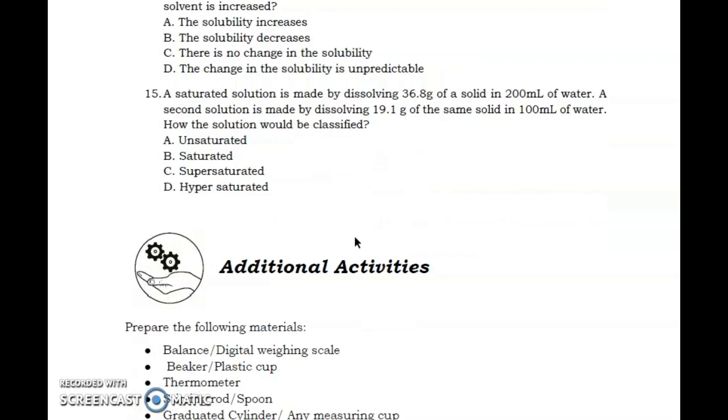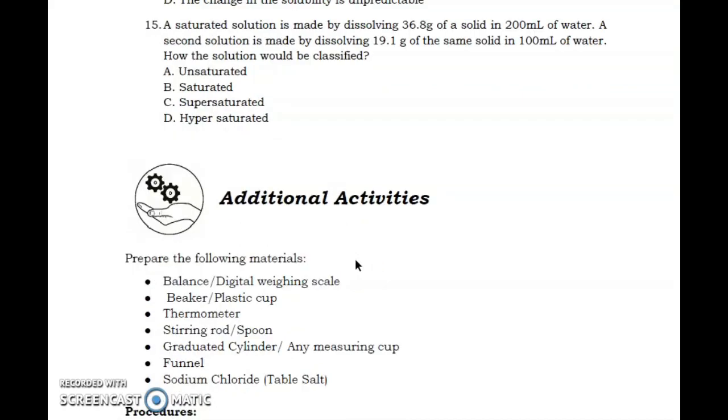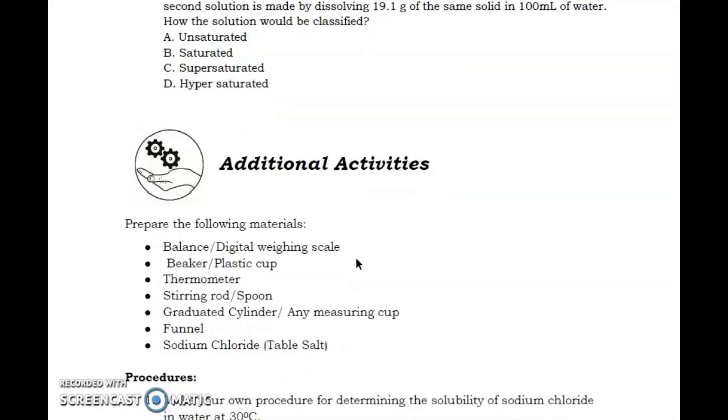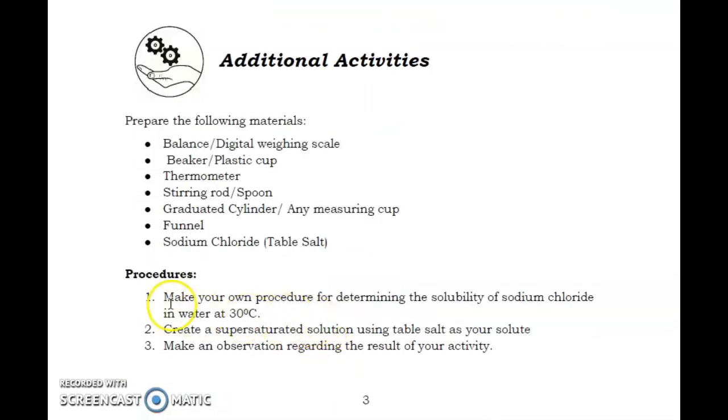And then for the additional activities, if you understood our lesson for today, you can skip these additional activities, but I will still explain the instructions. So prepare the following materials: balance, digital weighing scale, beaker, plastic cup, thermometer, stirring rod, spoon, graduated cylinder, any measuring cup, funnel, sodium chloride, and table salt. So procedures.